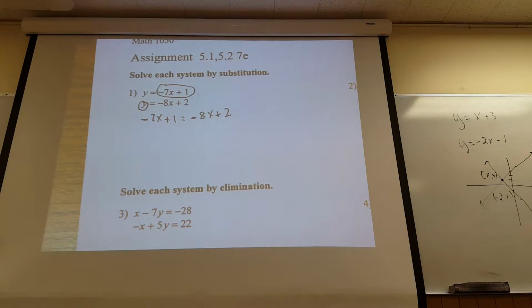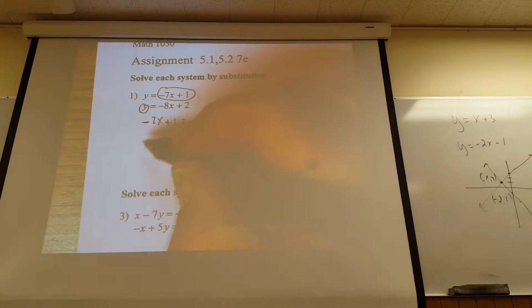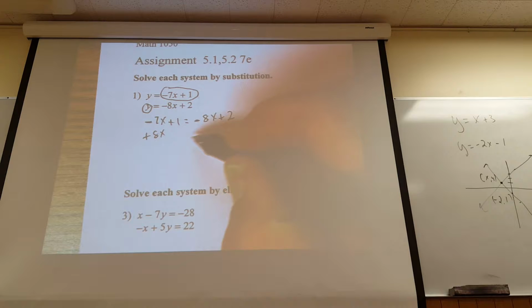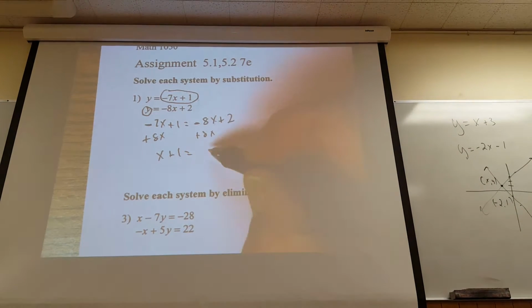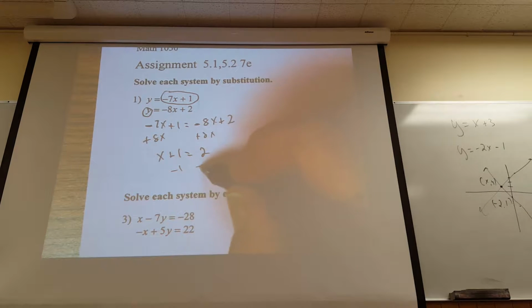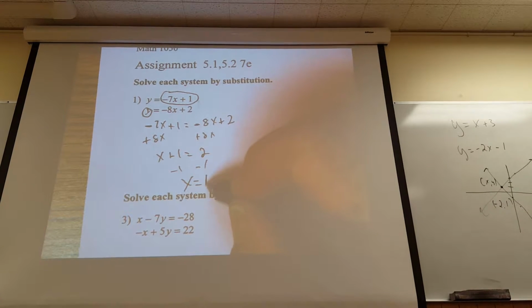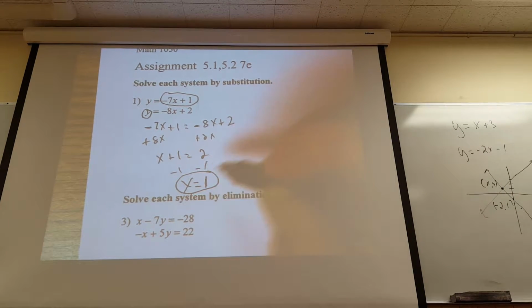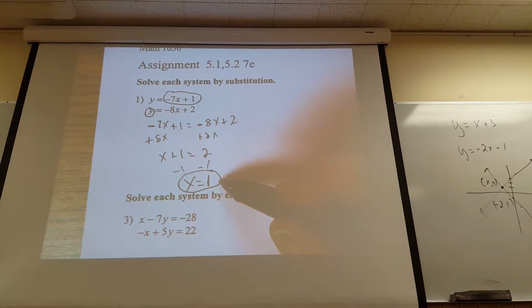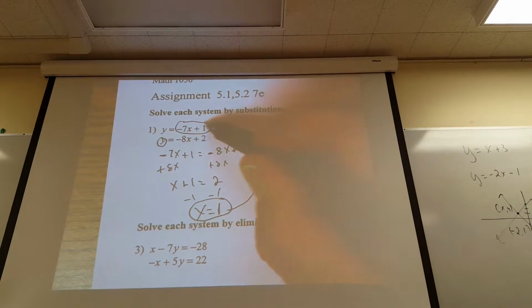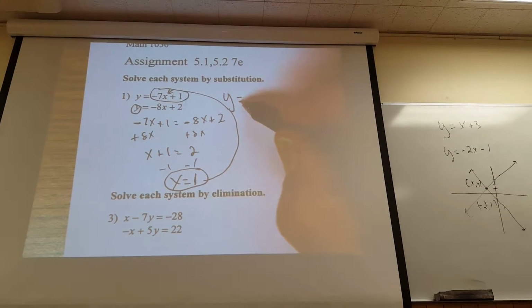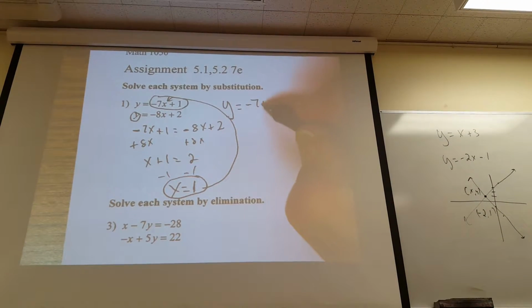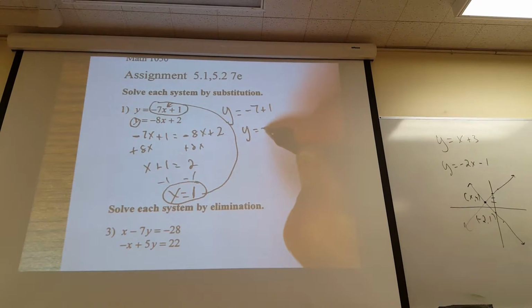2. Now, I like working with positive x's, so if I add the 8x to both sides, x plus 1 equals 2, and then when you minus 1, x equals 1. Now, you put x equals 1 in any of the equations, either one. So y would equal negative 7 plus 1, so y would equal negative 6.